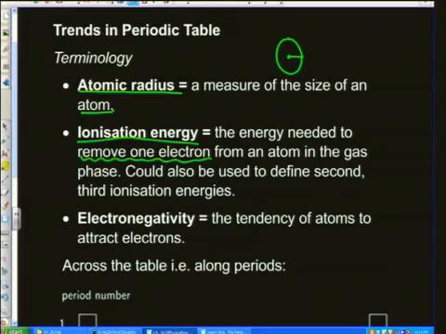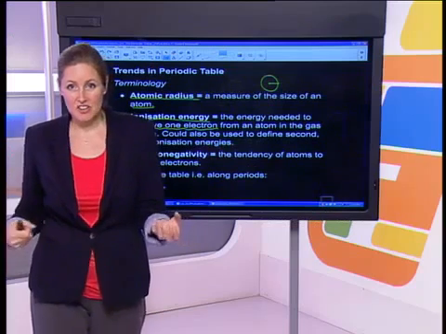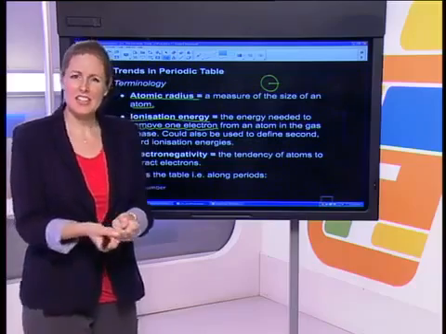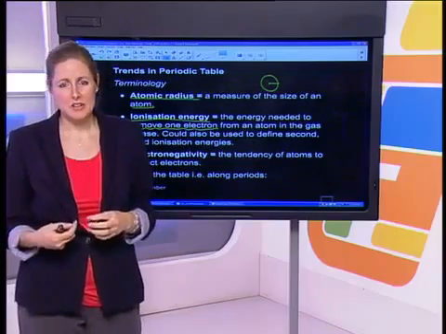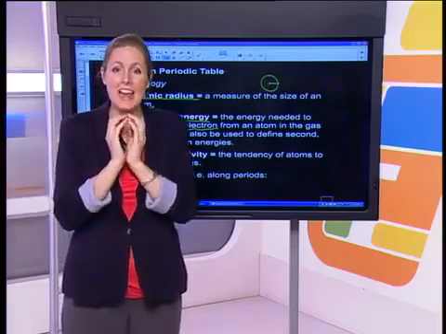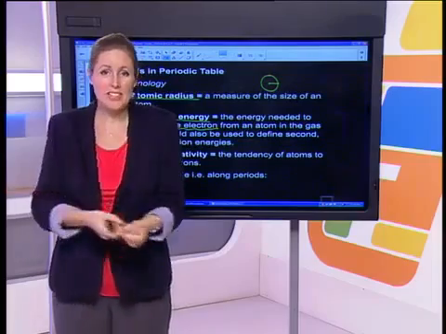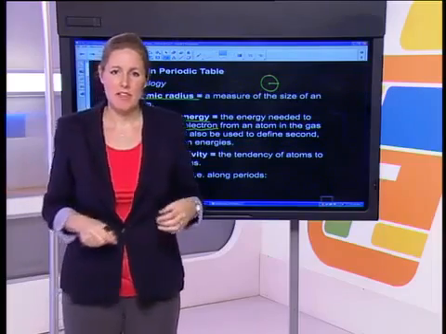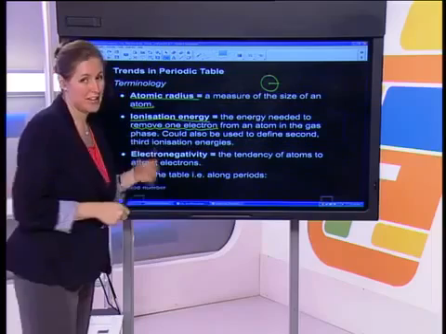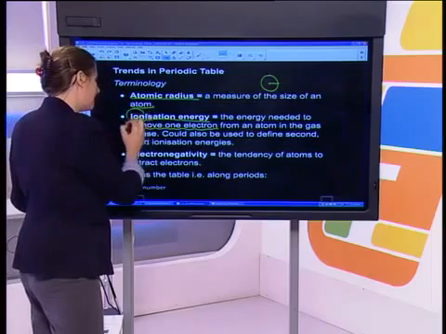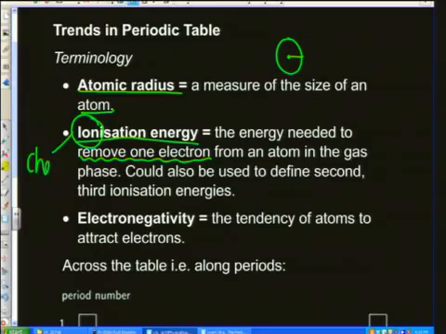We could also speak about the second ionization energy, which would be the energy needed to take a second electron away, or the third ionization energy, the energy needed to take a third electron away. The focus here is how much energy we need to put in to pull an electron away from that atom and cause it to become an ion. And remember, an ion is a charged particle. Okay?